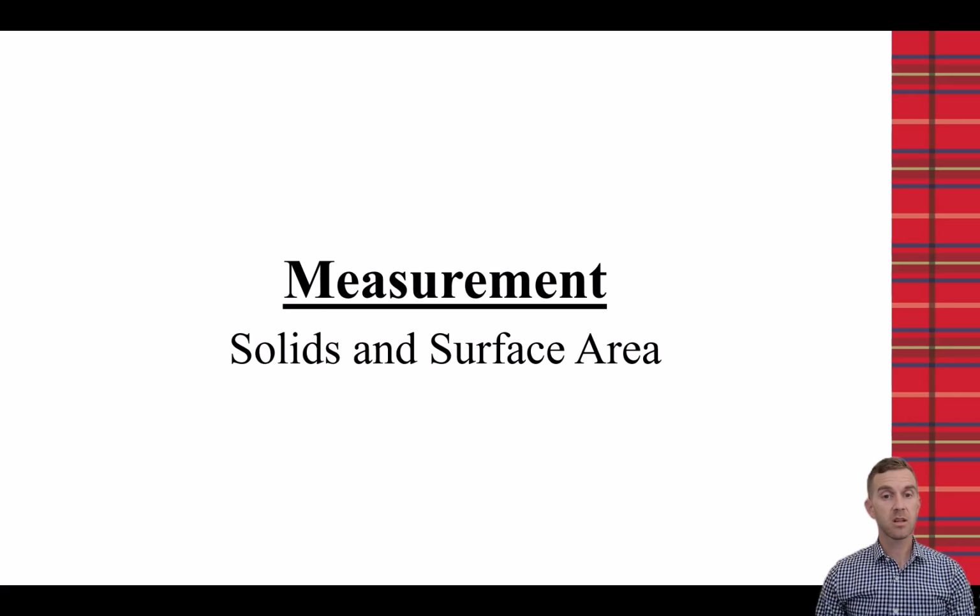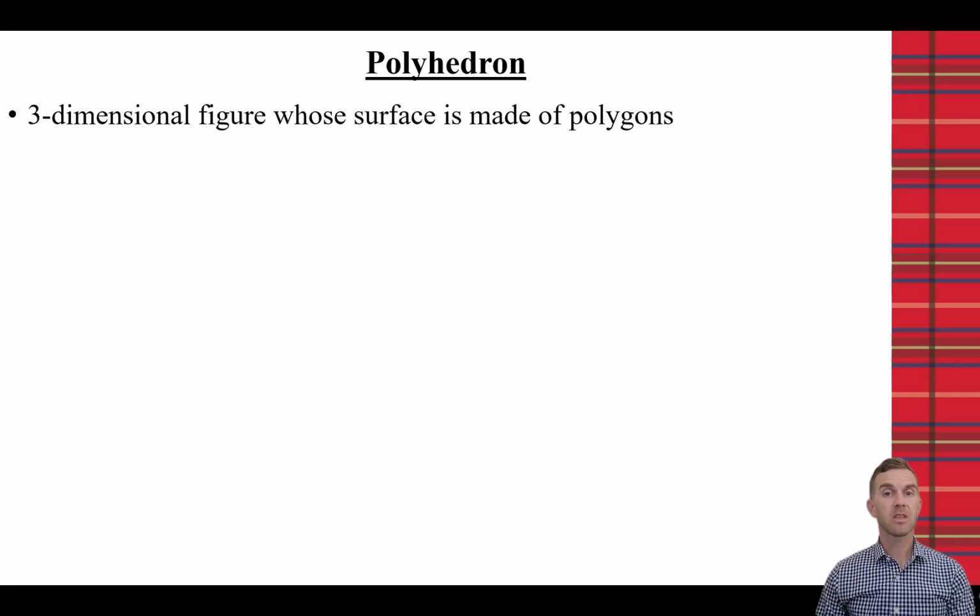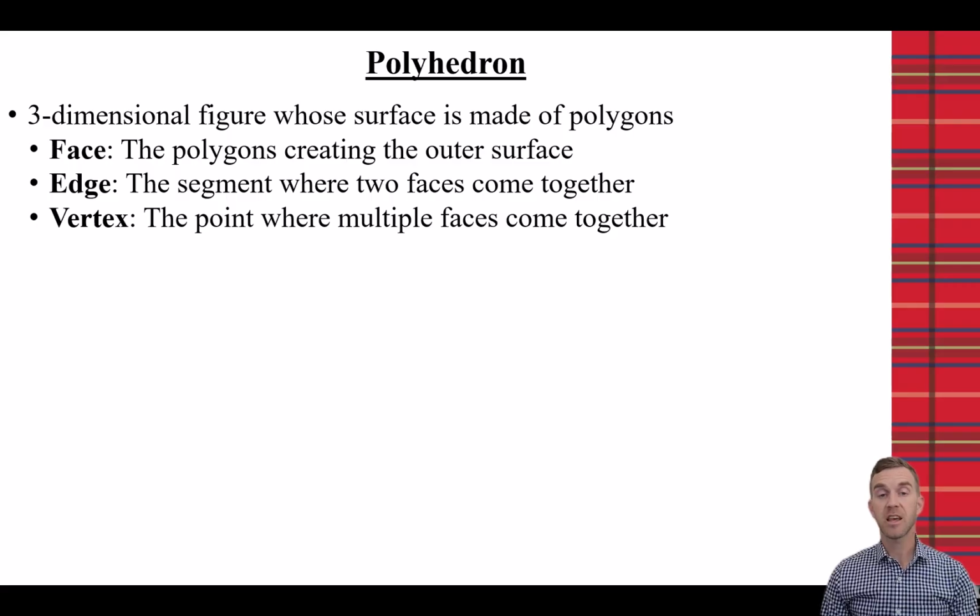In this video, we'll discuss solids and surface area. Now let's start with the idea of what is a polyhedron. This is a three-dimensional figure whose surface is made up of polygons, which means we then have faces, edges, and vertices. The faces represent all the polygons that make up its outer surface.